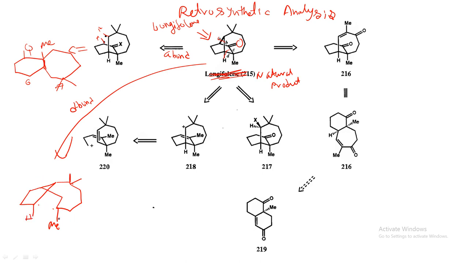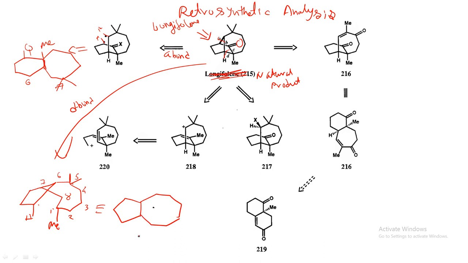Let's see what it is. 1, 2, 3, 4, 5, 6, 7, 8. And this is probably 5. So this is nothing but an 8-5 fused system. It is 8. So generating this type of 8-5 or 6-7, which is easier?